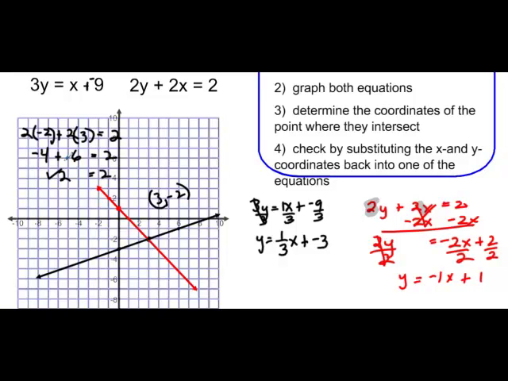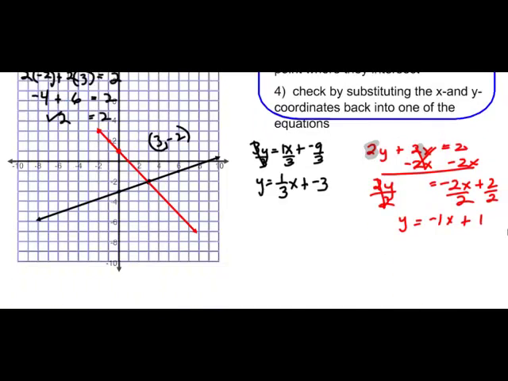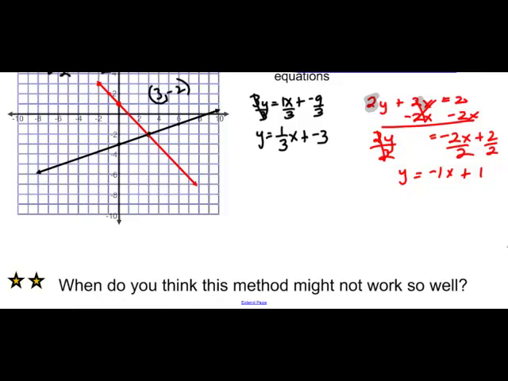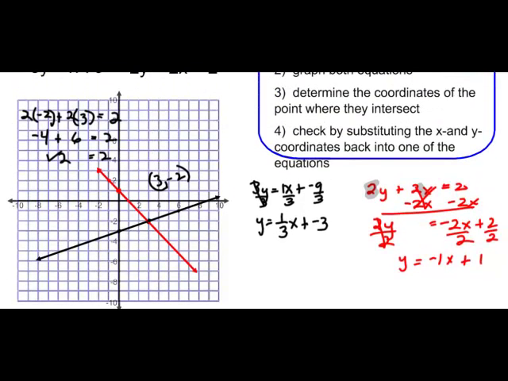Fairly easy. There's just one question. When do you think this method might not work so well? So we kind of discussed it in class a little bit. What would happen if when they intersected, let's take this for example, they intersected at a place that wasn't an integer. So like right here, we would not know how far over on the x or how far down on the y. So we're going to learn tomorrow how to do this mathematically so that we don't have the graphing problem.